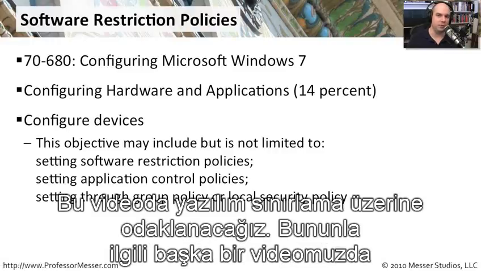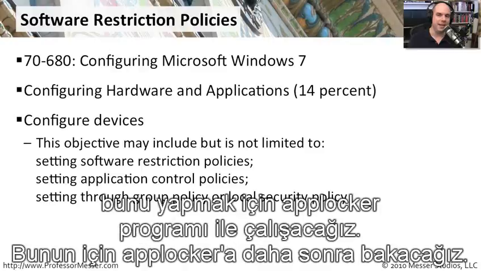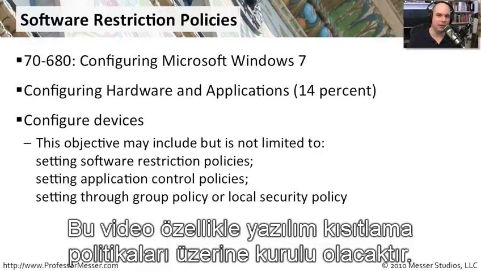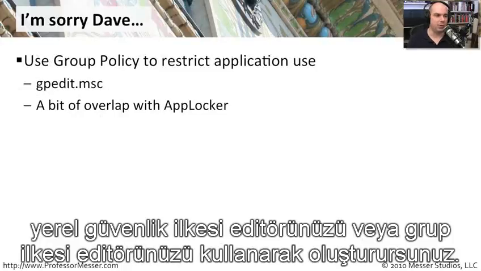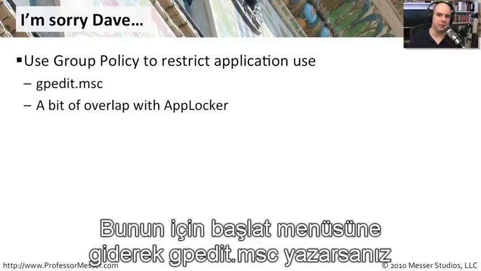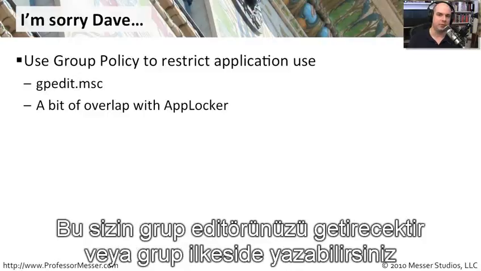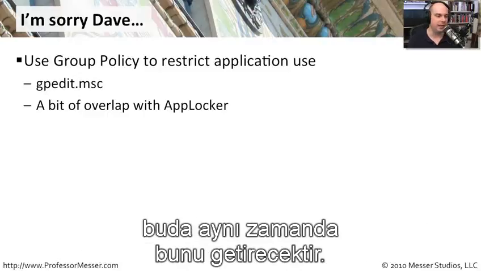We have another video for this particular section that is next on doing the Applocker. So we'll look at Applocker next. This video will focus solely on doing software restriction policies. You set software restriction policies using your local security policy editor or the group policy editor to restrict that. And you can just simply go to your start and run gpedit.msc and it'll bring up that group editor. You could also type in group policy and it will be able to do that as well.